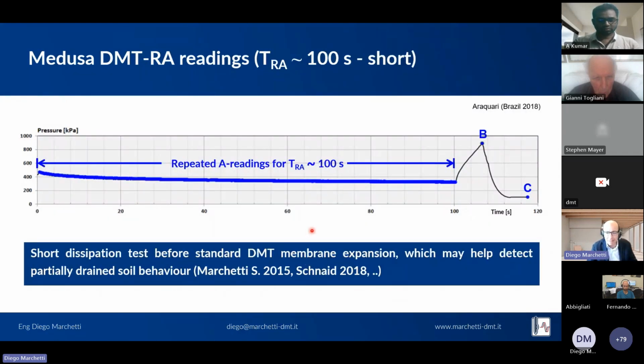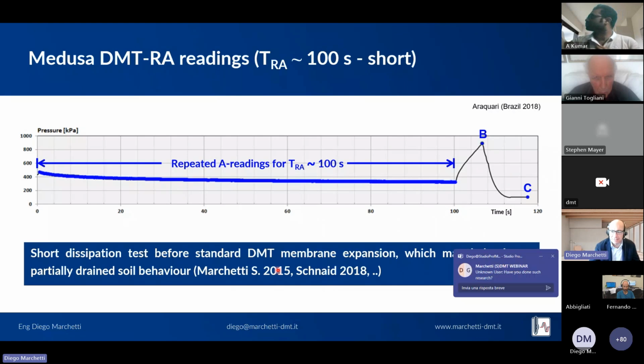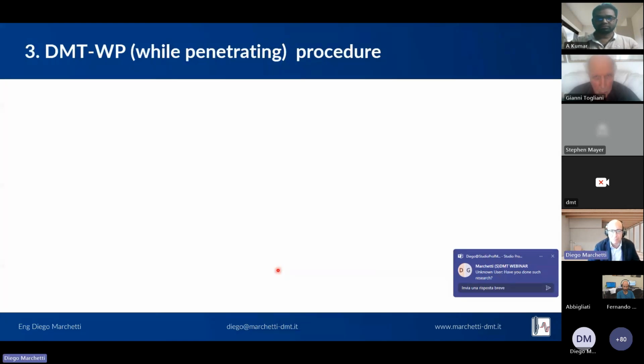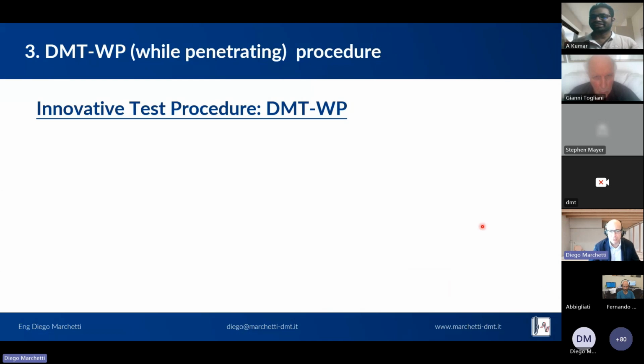So in this example, we did a dissipation test or repeated A readings up to 100 seconds before expanding to B and to C, so looking for a more drained response. So this programming of the time and of taking many readings with time can be very useful in the near future to test in a way that was not possible for the pneumatic DMT, and especially in soils of partial drainage, which are typical of tailings dams. Now, I will answer the questions later.